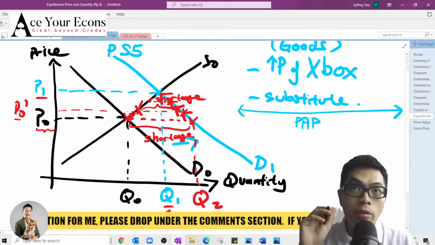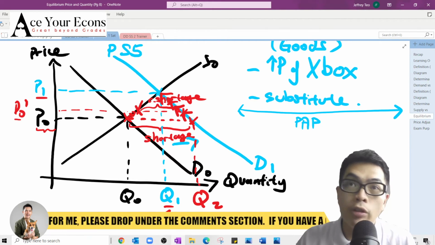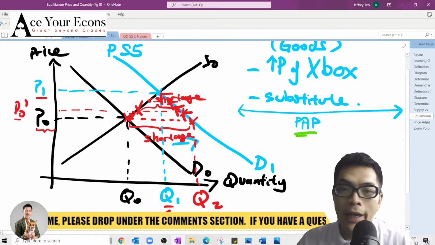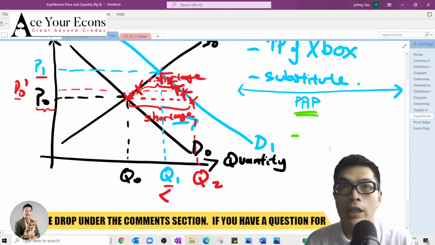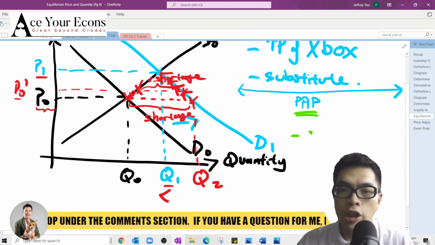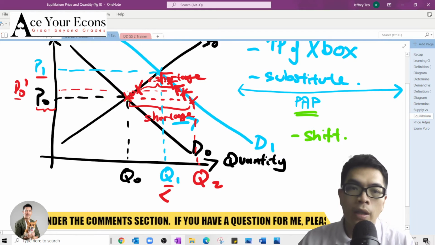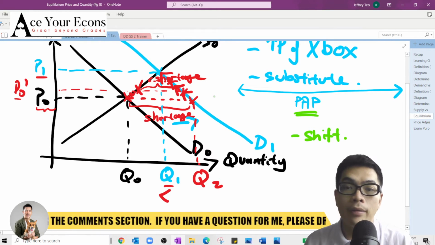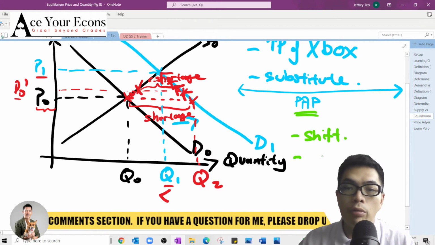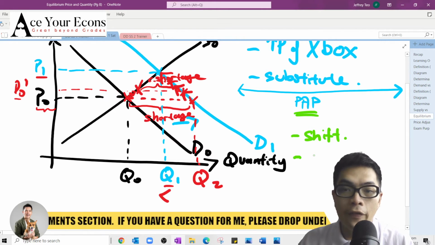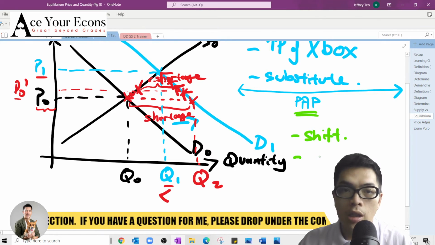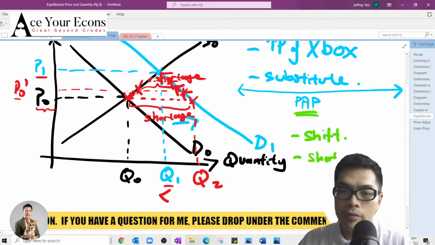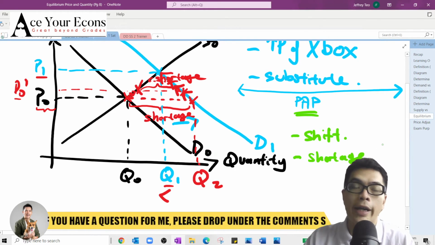So I'm just going to simplify this few process. For a price adjustment process, it always happens with an initial change or shift. In this case, it's an increase in demand. Then we are going to identify whether there's a shortage or surplus. In this case, this is a shortage. The shortage is going to trigger the SIR part.